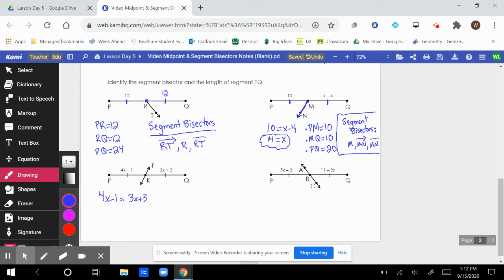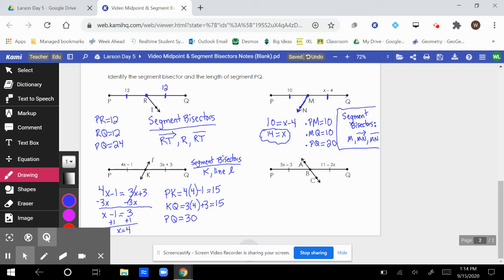So set the two segments equal to each other. And now we're going to solve for x. In order to solve for x, combine like terms. So I'm going to bring all my x terms to the left side of the equation, first by subtracting 3x. So you should get 1x, or just x, minus 1 equals 3. Okay, last step, add 1 to both sides. And you get x equals 4.